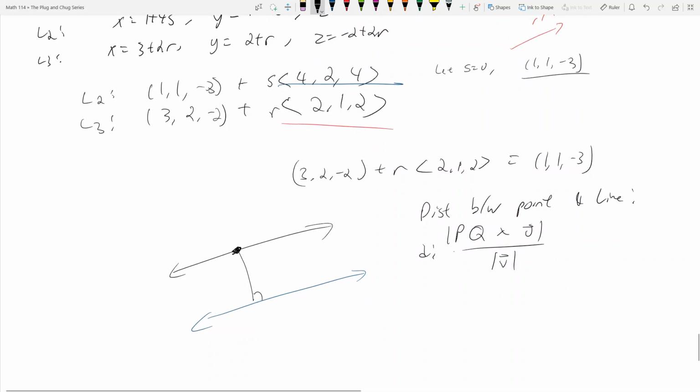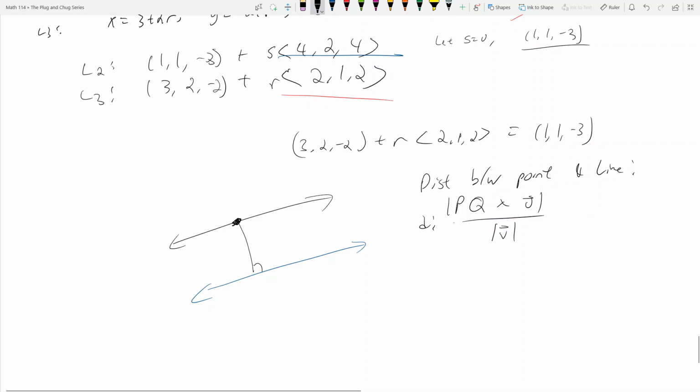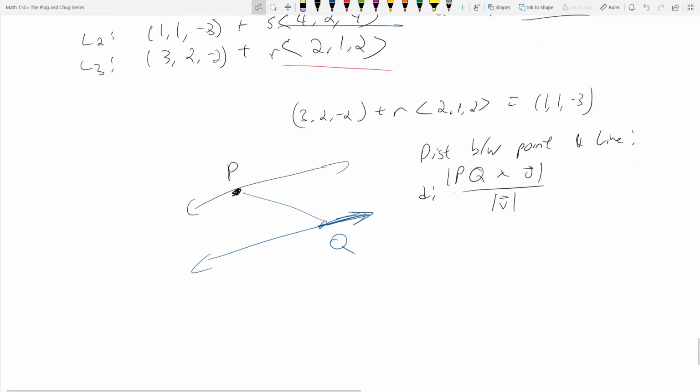In our case, P is going to be a point on this line, Q is going to be a point on the other line, and V is going to be a vector on that line right there. So we say PQ cross V, find the magnitude of that, and then divide by the magnitude of V. Essentially, you want to ignore that the other parallel line existed, and just find the distance between that point and the other parallel line. Make sense?